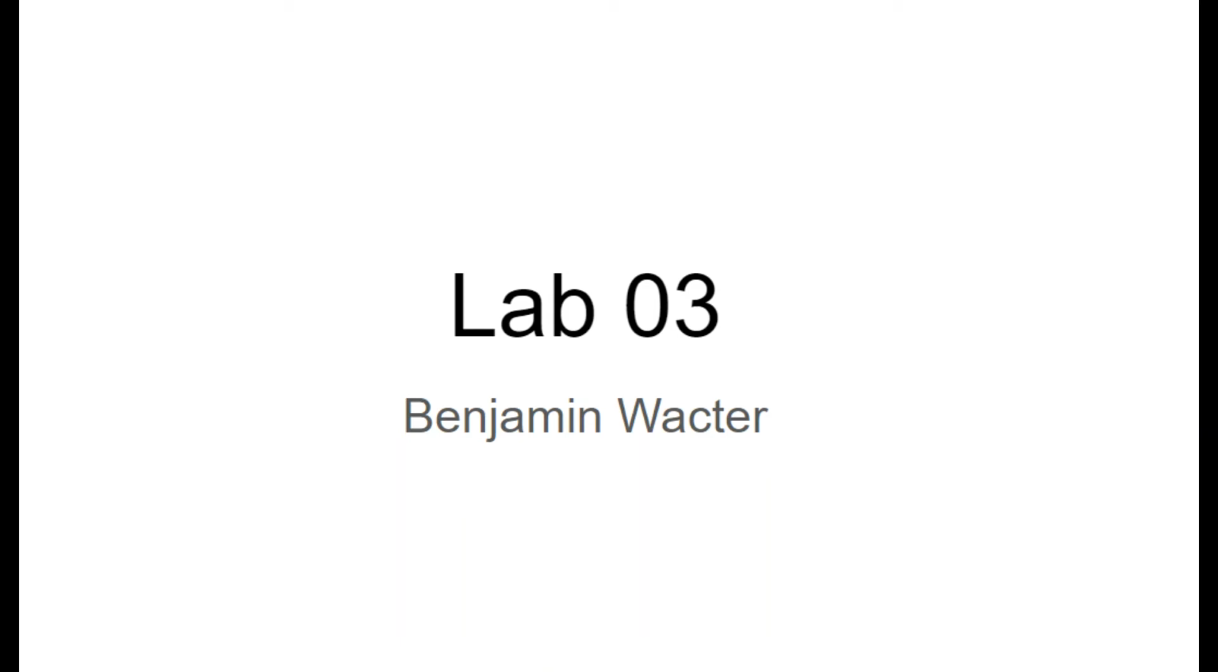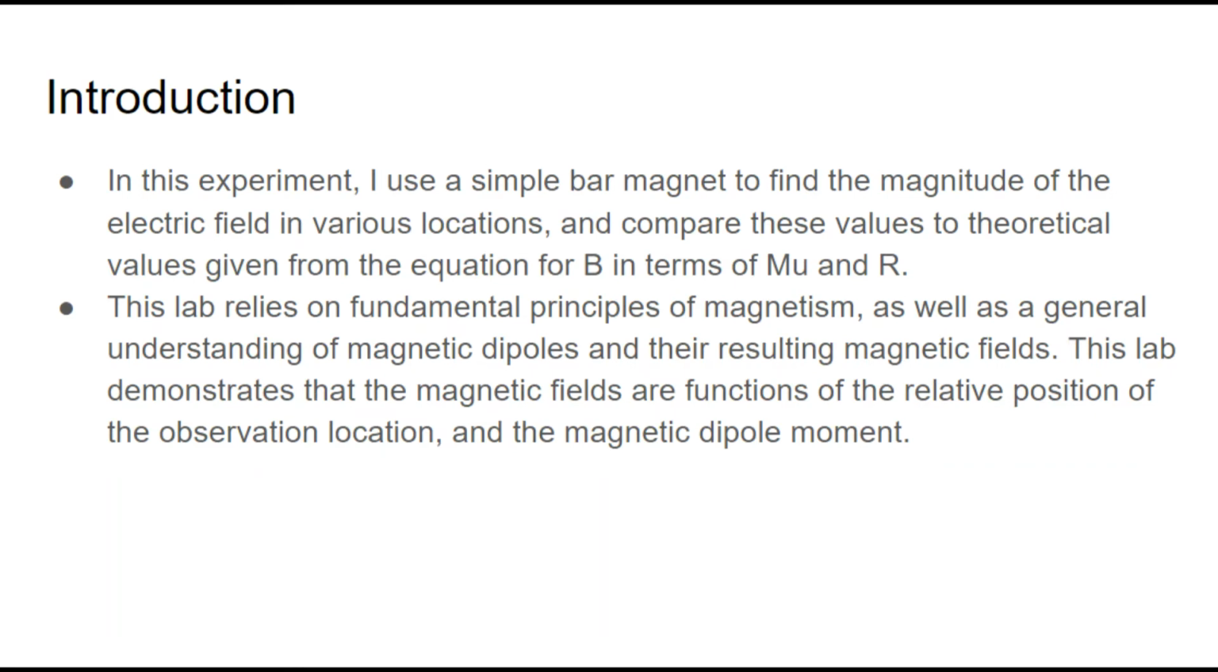My name is Benjamin Wachter, and this is Lab 3 for Physics 2212. In this experiment, I used a simple bar magnet to find the magnitude of the electric field in various locations, and I compared these values to theoretical values given for the equation for B, the magnetic field, in terms of mu, the dipole moment, and r, the relative position vector of the observation location.